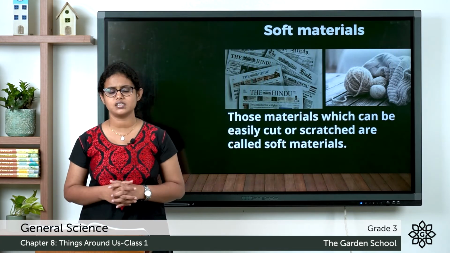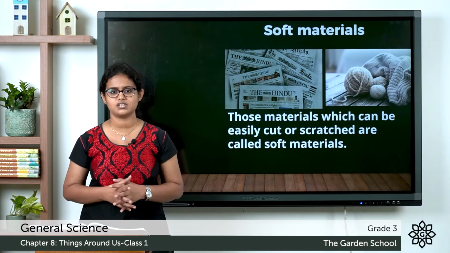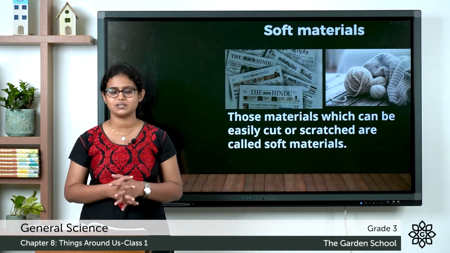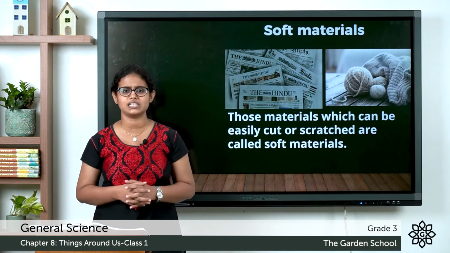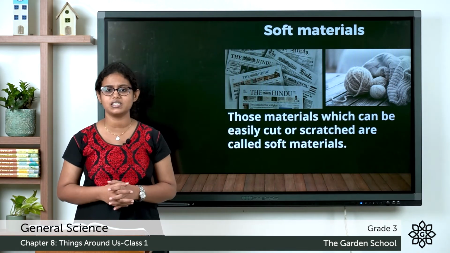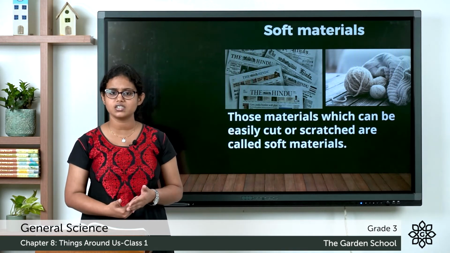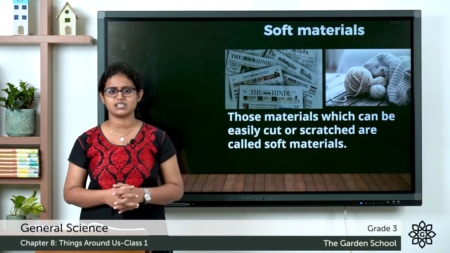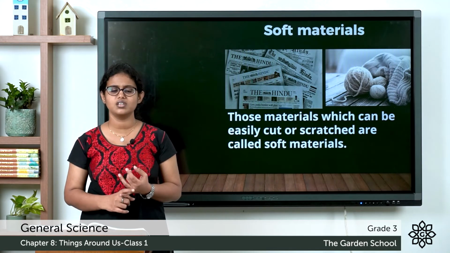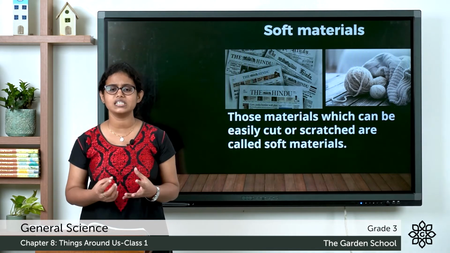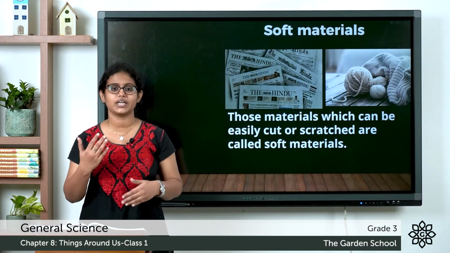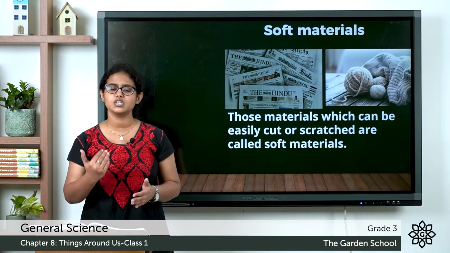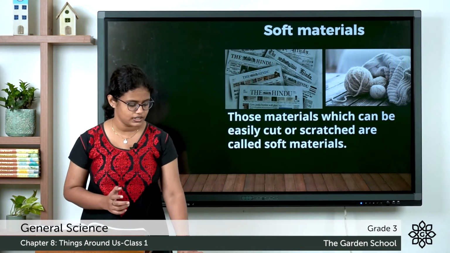Soft materials. So what is the meaning of soft? Something which is not hard or firm, which has less weight, right? So what are soft materials then? Soft materials are materials which can be easily cut or scratched. We call it as soft materials. So what about cotton, wool, paper, all these are soft materials, right? We can easily cut or scratch them. So such materials are called soft materials.